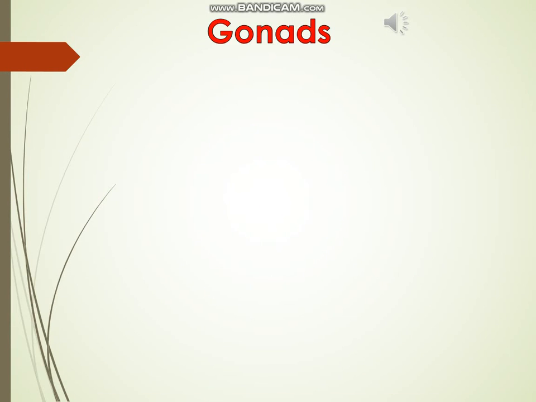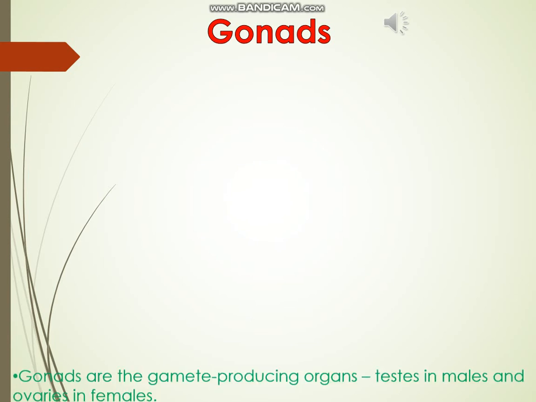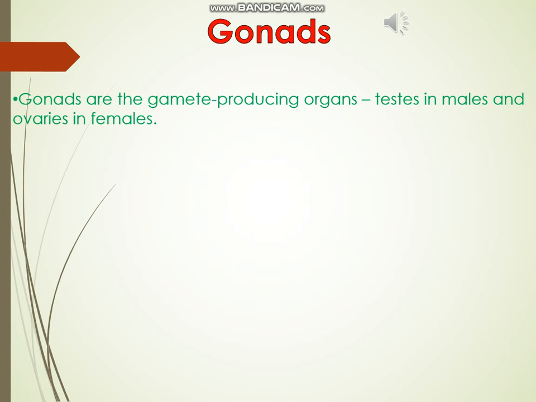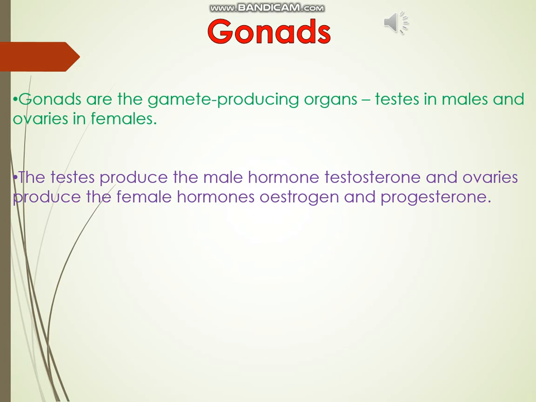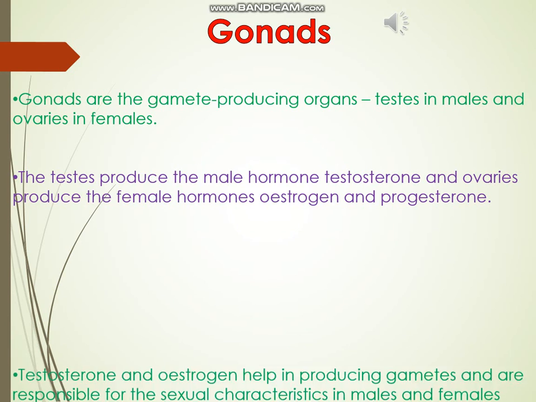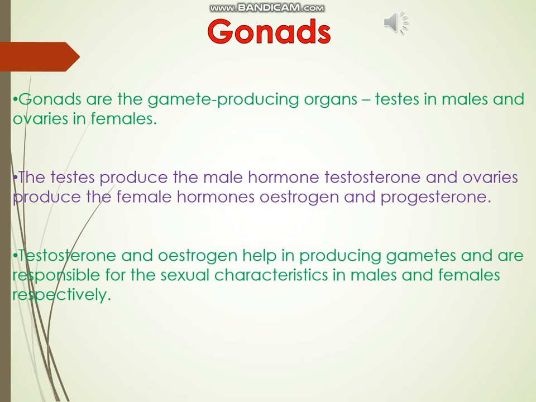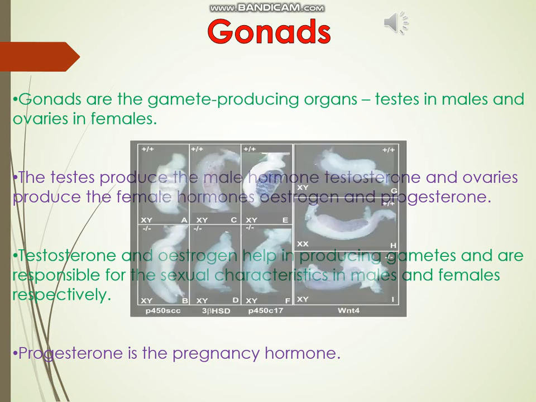Gonads are the gamete producing organs, testes in male and ovaries in females. The testes produce the male hormone testosterone and ovaries produce the female hormones estrogen and progesterone. Testosterone and estrogen help in producing gametes and are responsible for sexual characteristics in males and females respectively. Progesterone is the pregnancy hormone.